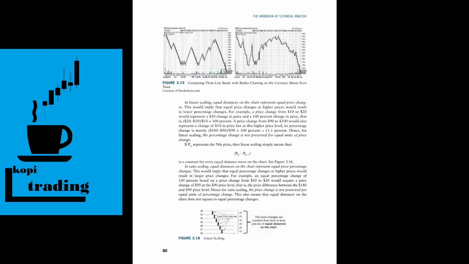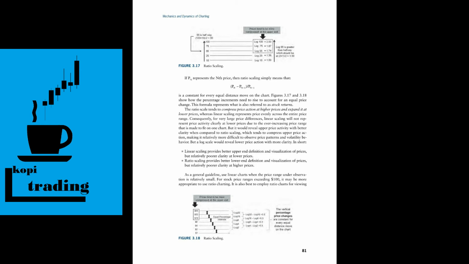See figure 3.16. In ratio scaling, equal distances on the chart represent equal price percentage changes. This would imply that equal percentage changes at higher prices would result in larger price changes. For example, an equal percentage change of 100%, based on a price change from $10 to $20, would require a price change of $90 at the $90 price level, that is, the price difference between the $180 and $90 price level. Hence, for ratio scaling, the price change is not preserved per equal units of percentage change. This also means that equal distances on the chart does not equate to equal percentage changes. Figure 3.16 linear scaling. Figure 3.17 ratio scaling. If PN represents the north price, then ratio scaling simply means that PN minus PN-1, per PN-1, is a constant for every equal distance move on the chart.